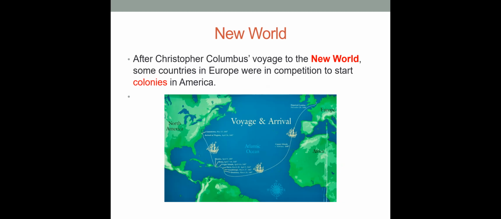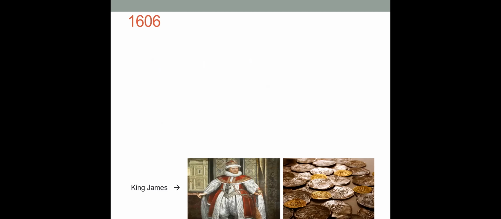After Christopher Columbus's voyage to the New World, some countries in Europe were in competition to start colonies in America. Now, when we're talking about the New World, that is what Europeans called America, because they had no idea that it even existed until Christopher Columbus went on his voyage. Colonies are groups of people who leave their home country to make a settlement in the new land, or in the new world. In 1606, England was ruled by a king.